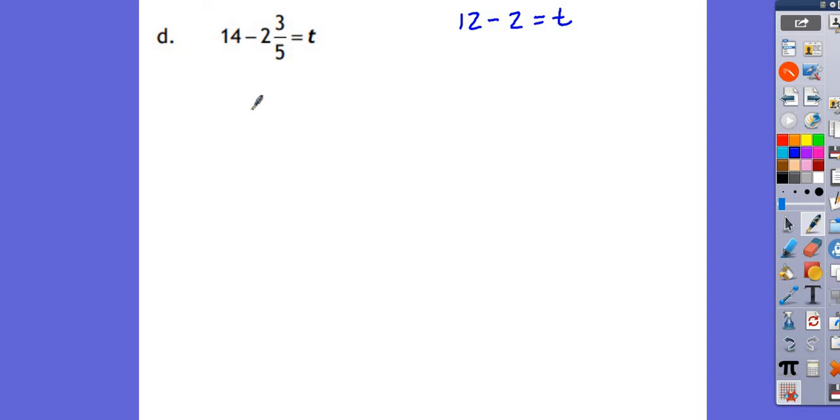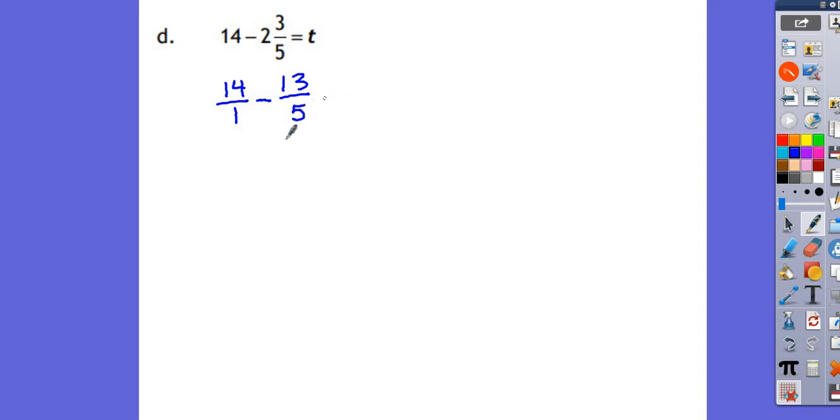First, I need everything in a fraction and common denominator since I'm either adding or subtracting. So I need 14 written as a fraction. Well, it's a whole number. I can write any whole number as a fraction. You can put it over 1. So I'm going to rewrite this over 1. And I want to rewrite this as an improper fraction. So 5 times 2 is 10. 10 plus 3 is 13 over 5.